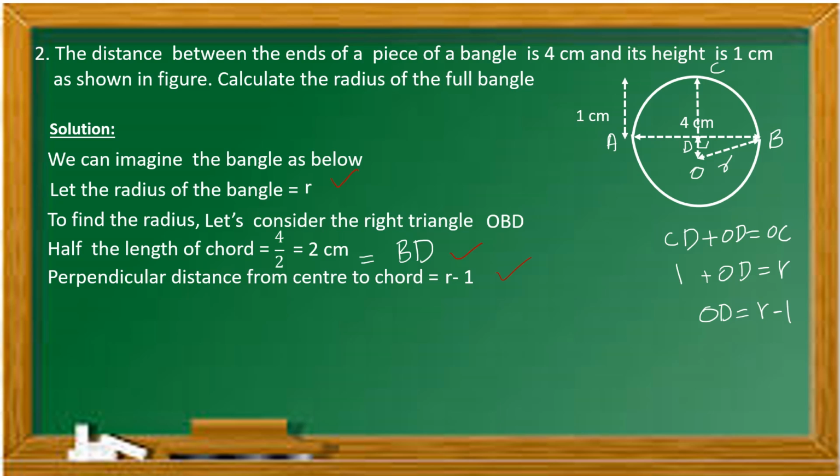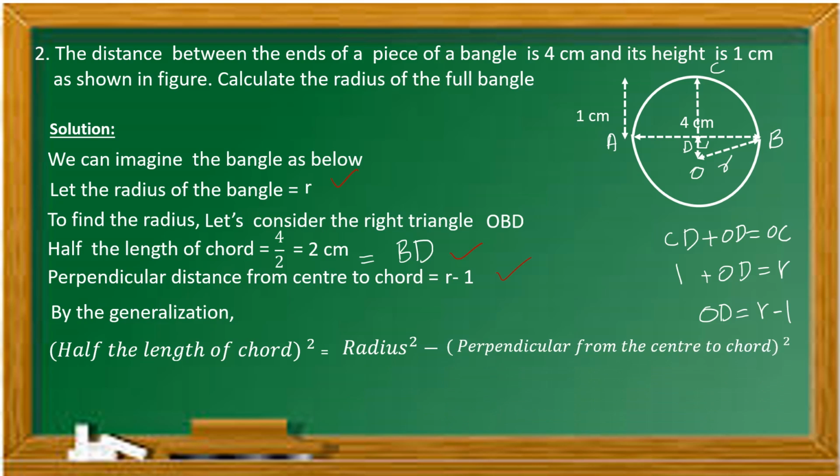So how can you relate these three? Yes, using the formula or generalization that half the length of chord square equals radius square minus perpendicular from center to chord the whole square, isn't it? Replace each of this. Half the length of chord square is, yes, 2 square. Radius is r square. Perpendicular from the center to chord is r minus 1 the whole square, isn't it?